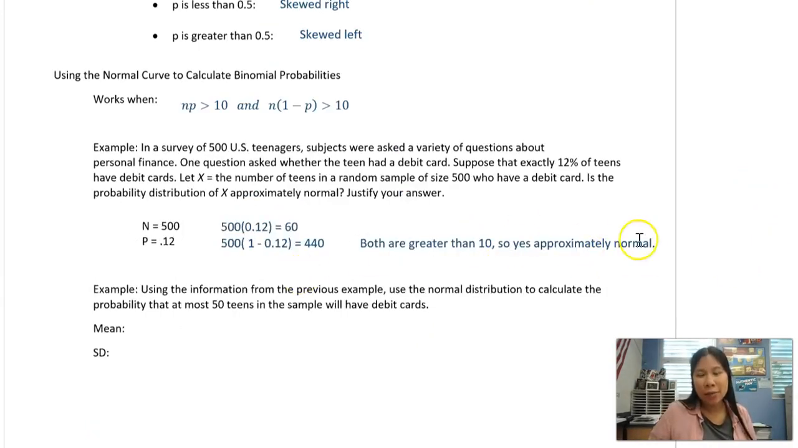Okay, so now that we know it's approximately normal, we know that for something like this, we can use the normal curve to calculate probabilities. So we're going to do just that. Using the information from the previous example, use the normal distribution to calculate the probability that at most 50 teens in the sample will have debit cards. If we're going to use the normal curve, remember we always have to label the mean and the standard deviation on it. So that's something we've got to find first.